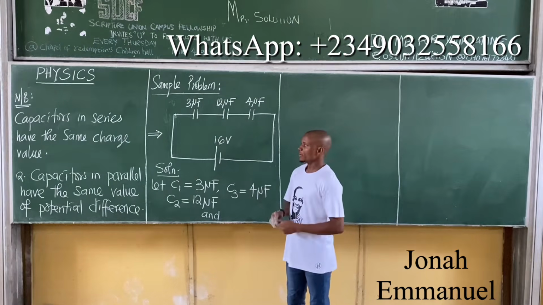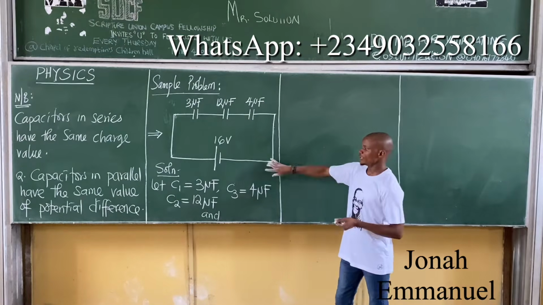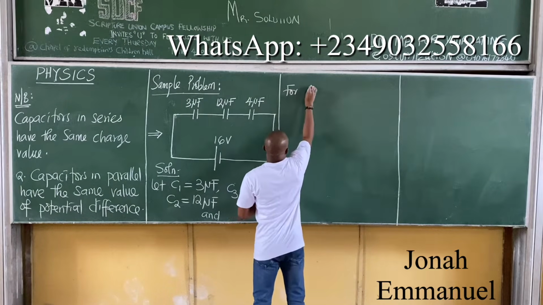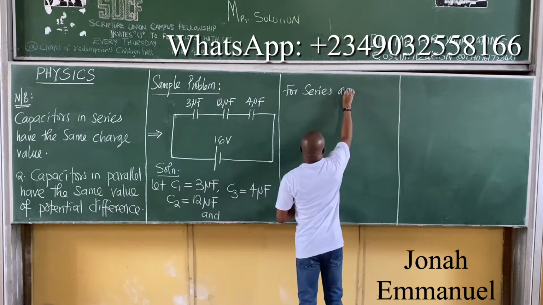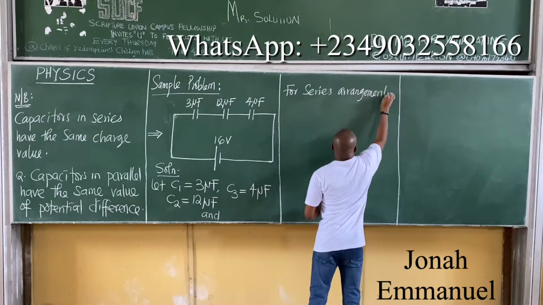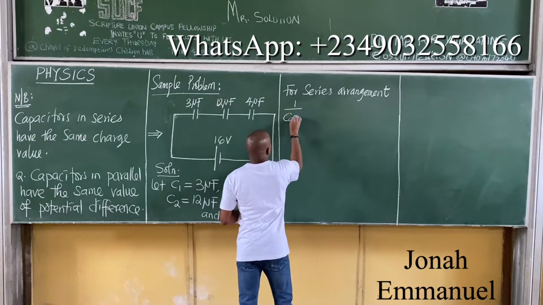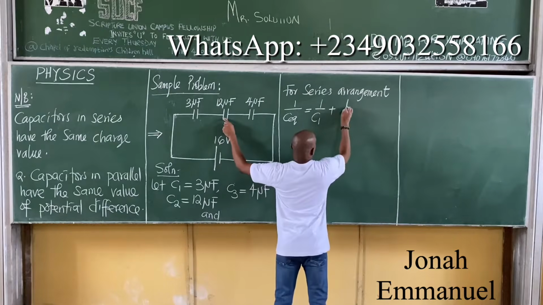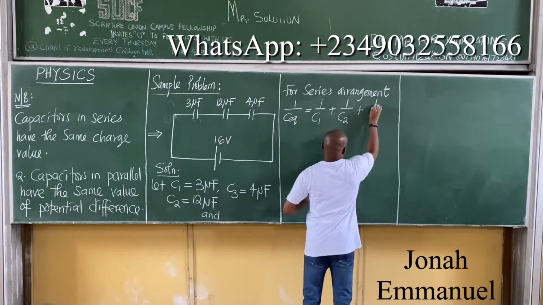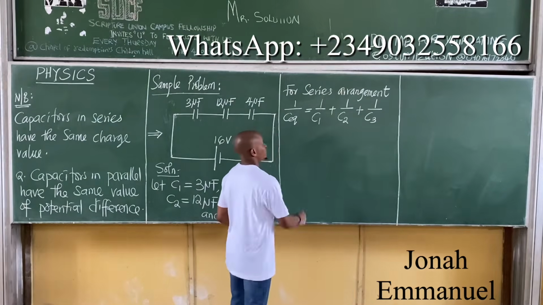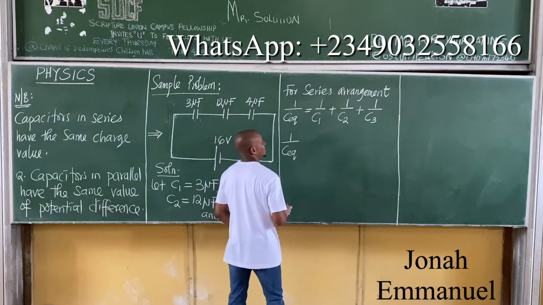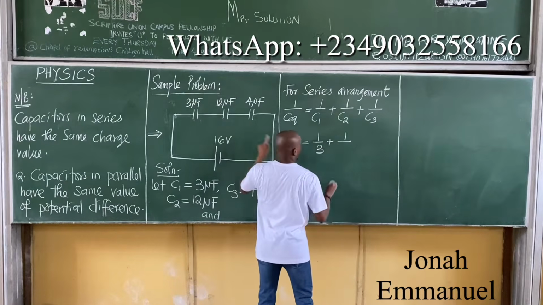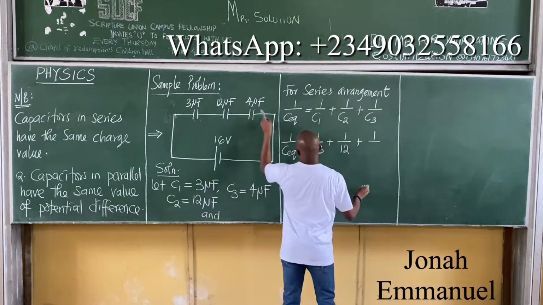First, I'm supposed to find the equivalent capacitance. Of course, this is a series arrangement. So, for series arrangement, I have that the equivalent capacitance is given by 1 over CEQ equal to 1 over C1 plus 1 over C2 plus 1 over C3. In values, 1 over CEQ equals 1 over 3 plus 1 over 12 plus 1 over 4.